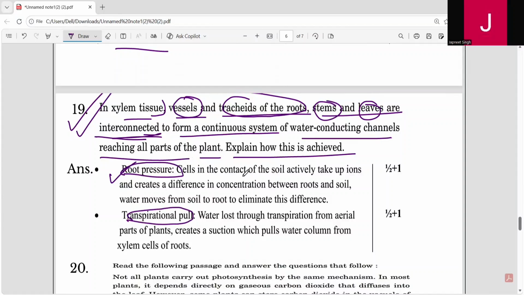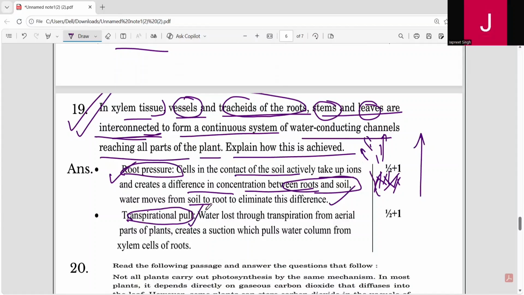In root pressure, cells which are in contact with soil actively take up ions from the soil, and they create a difference in the concentration between roots and soil. Water moves from the soil to the root and eliminates the difference. Second is transpiration pull. You all know that water is lost through transpiration from the aerial parts of the plants. Aerial parts means where the air passes, where the pores are there, right? It creates a suction which pulls the water column from xylem cells of the roots. Done.